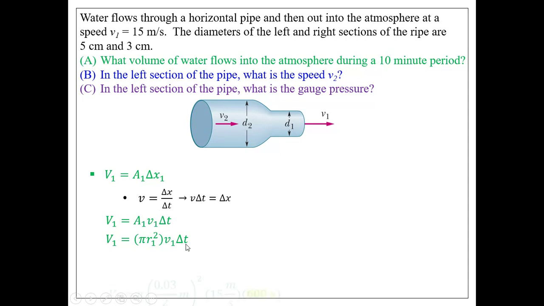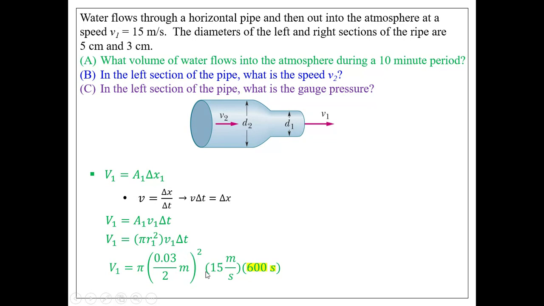So I'm just going to do a little plug and chug. Pi, I carry down. R1 in the diagram is simply D1 divided by 2. D1 is given as 3 centimeters, so make sure you convert this to meters. 3 centimeters is 0.03 meters, and then 0.03 divided by 2, because I need the radius. That's what I did here. To find the radius, I took the diameter in meters divided by 2, and I want to square that, because the area is pi r squared, so don't forget the square.